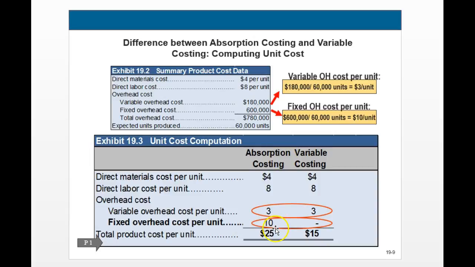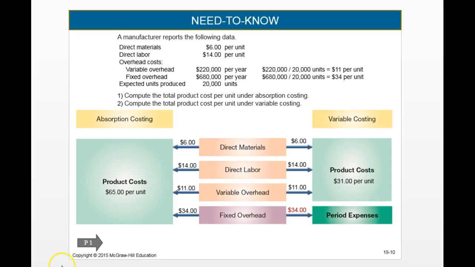Per piece. And this one's going to be lower. And then this cost is always taken out after the contribution margin is set up. And this is what it ends up at. Let's look at this. Here's a need to know.